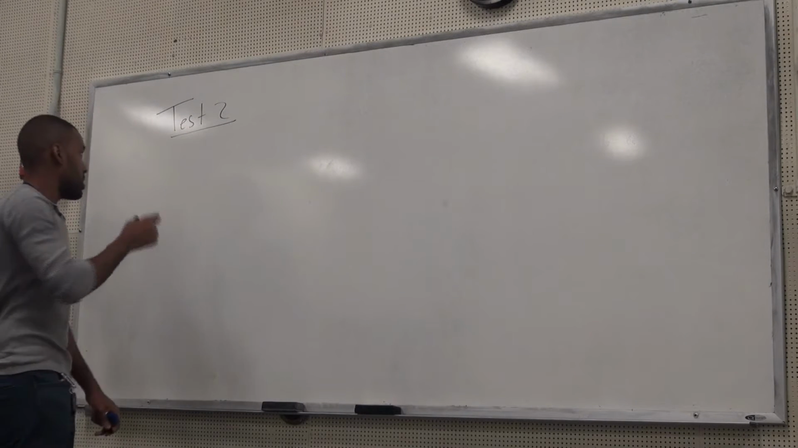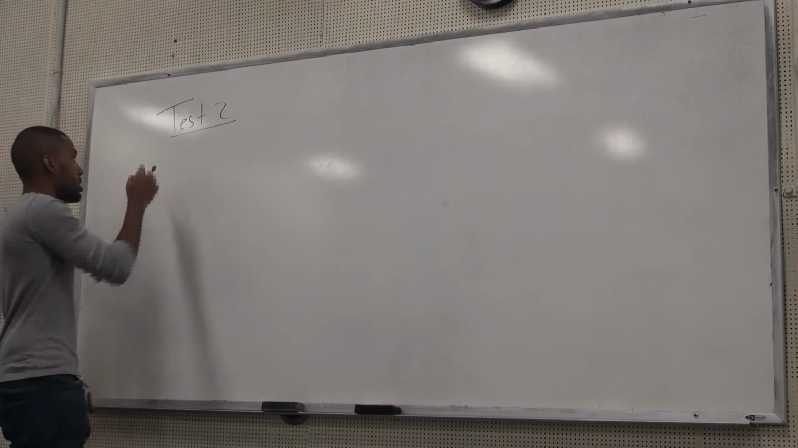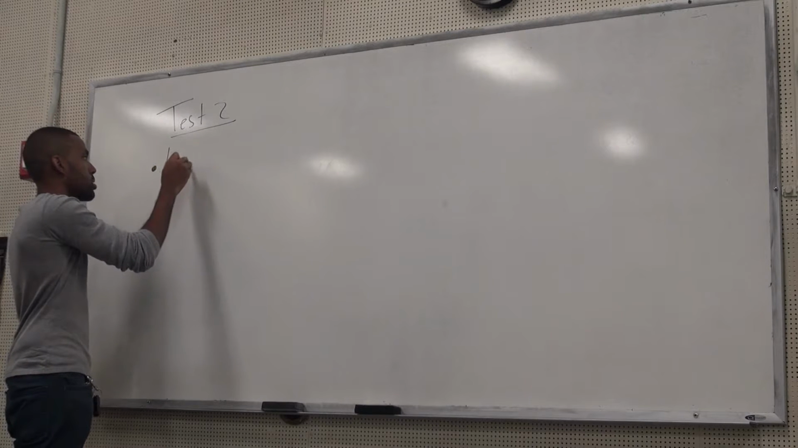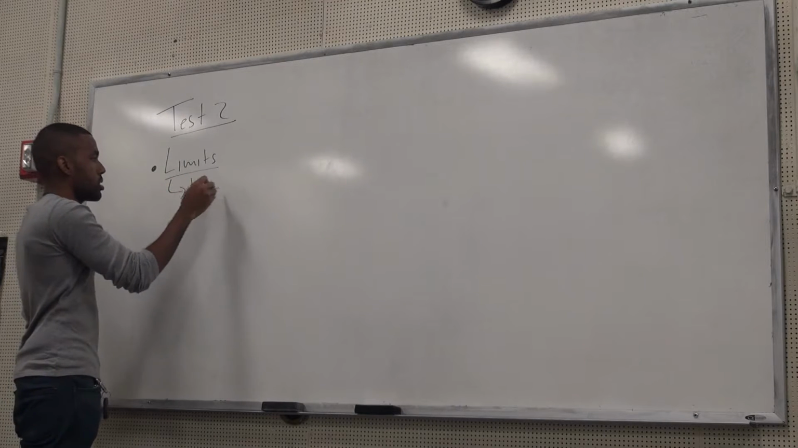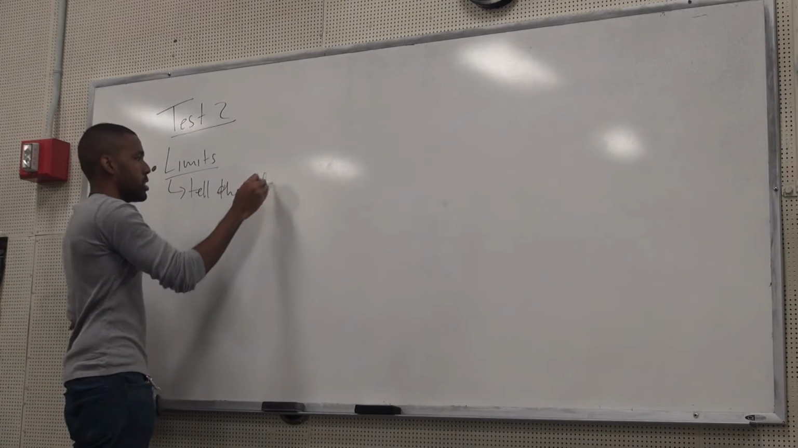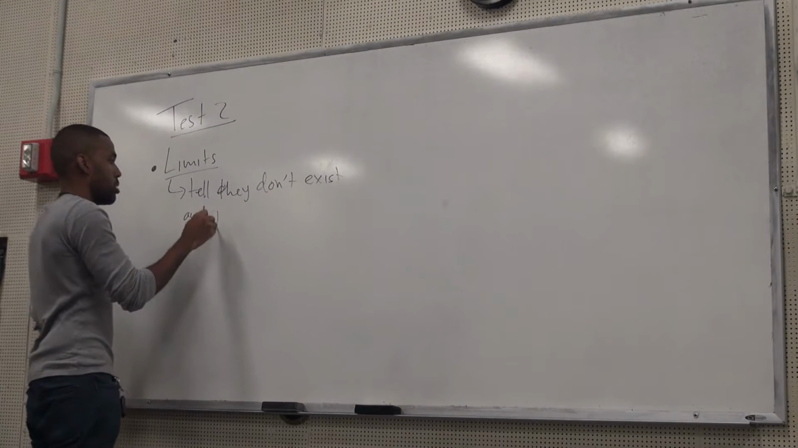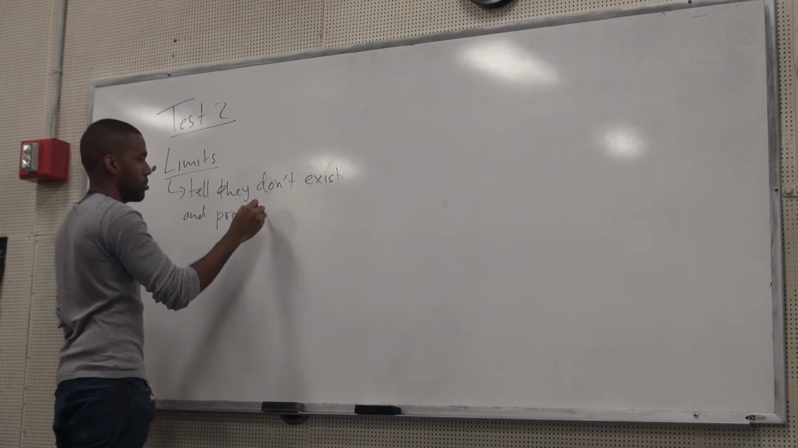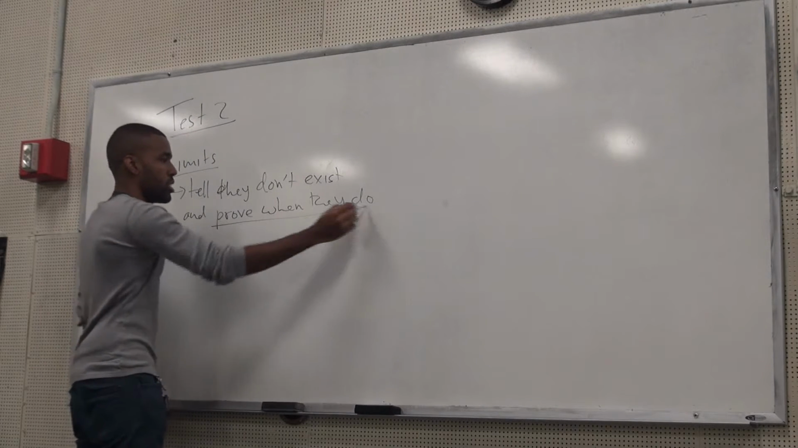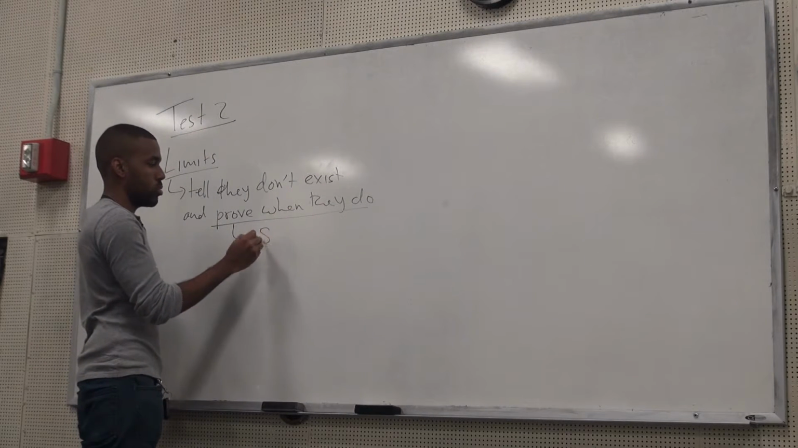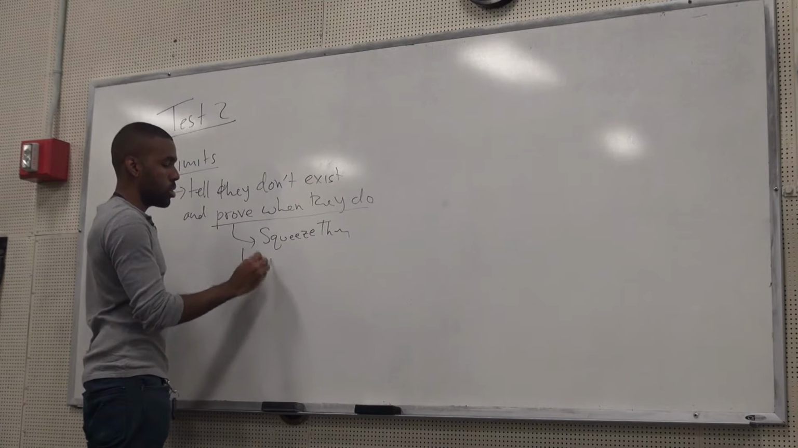So, yeah, we'll have time to do a couple of problems, but just to remind you of some things, because it's been a while. For test 2, you're going to need to know limits in detail. So know how to tell when they don't exist, and prove when they do. For proving when they do exist, we had those two things. We can use either the squeeze theorem, or you can use polar coordinates if applicable.